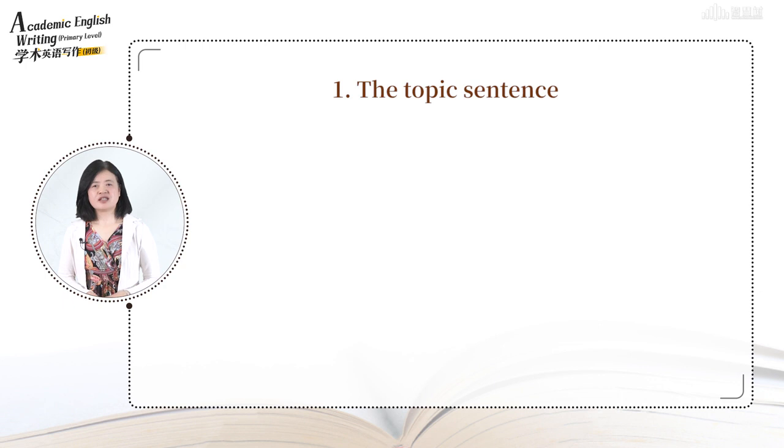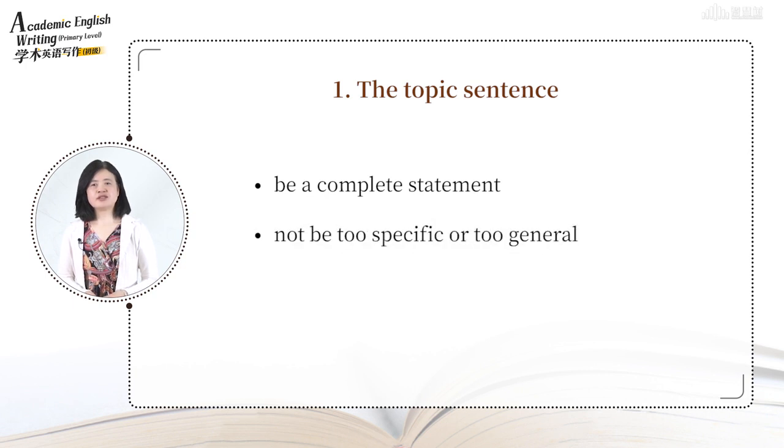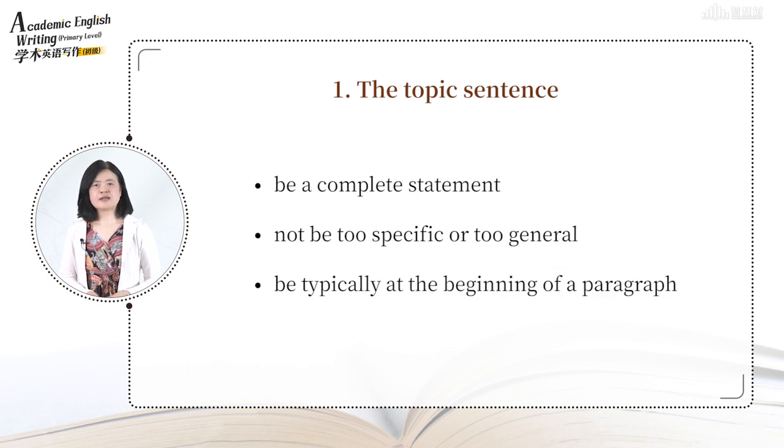To sum up, a topic sentence should 1. Be a complete statement. 2. Not be too specific or too general. 3. Be typically at the beginning of a paragraph. Have a look at the following paragraph. The first sentence is the topic sentence. It states the main idea that the paragraph is going to discuss. It is a complete statement which is neither too general nor too specific.